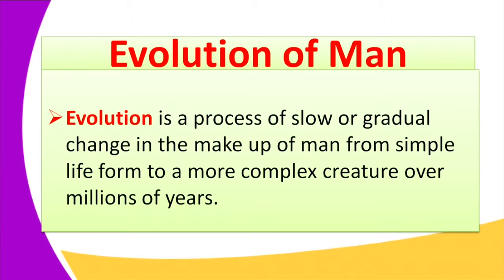So evolution is a slow process, a gradual change in the makeup of man from a very simple organism, or simple life form, to a more complex creature. This is to say, man changed from being a simple organism to the very complex man-like creature that we have today. So man has gone through evolution stages, and today we shall look at these stages.